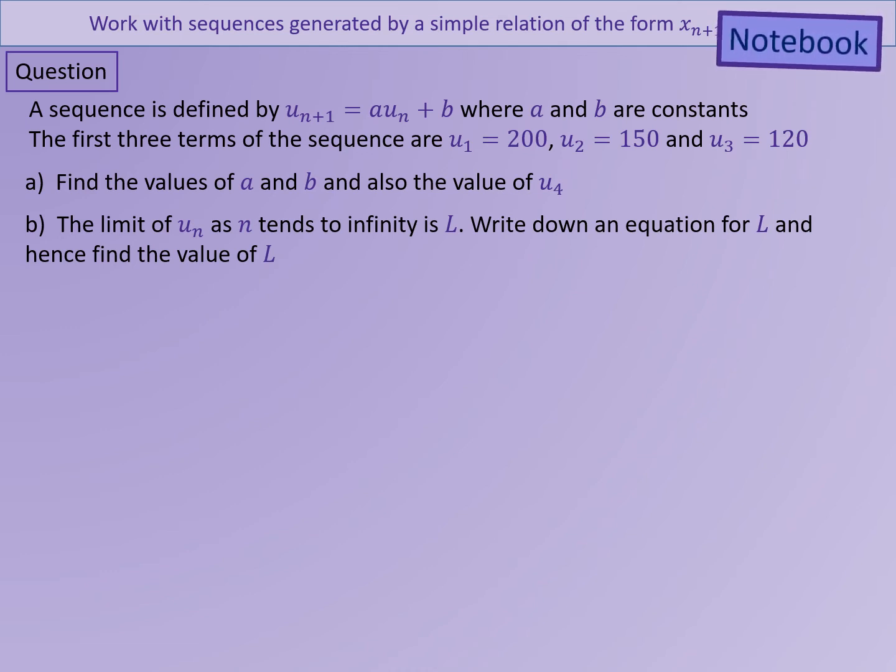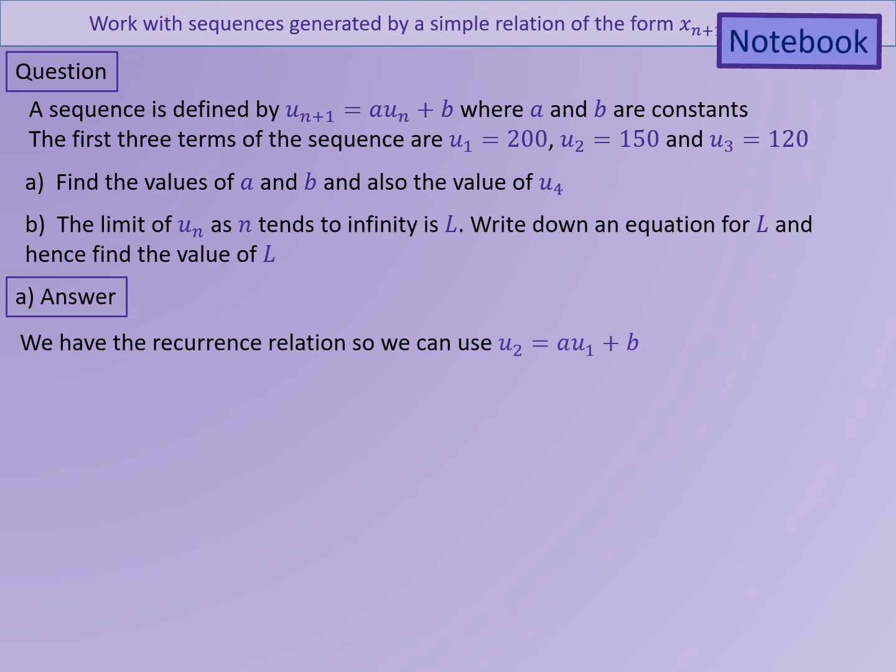We need to work out what a and b are, and we are given the first 3 terms of the sequence in order to do this. So first of all, we're going to start by writing out algebraically what the first few terms would be. For example, we know that the second term, u2, will be a times the first term, u1, plus b. Similarly, the third term will be a times the second term plus b. So u3 equals a times u2 plus b.